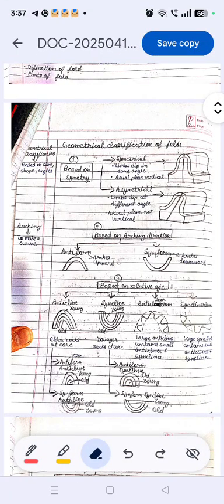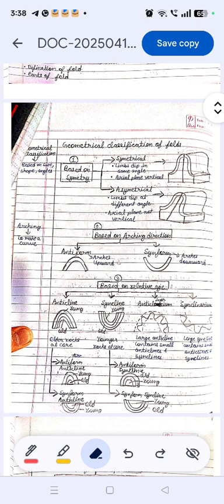Then based on the relative ages, anticline, here the older rocks are at the core and it is arching upward. And syncline, it is arching downward and the younger rocks are at the core. Anticline is further divided into two types, antiform anticline and synform anticline. Antiform anticline is arching upwards and older rocks are at the core. And synform anticline, here the older rocks are at the core but it is arching downwards.